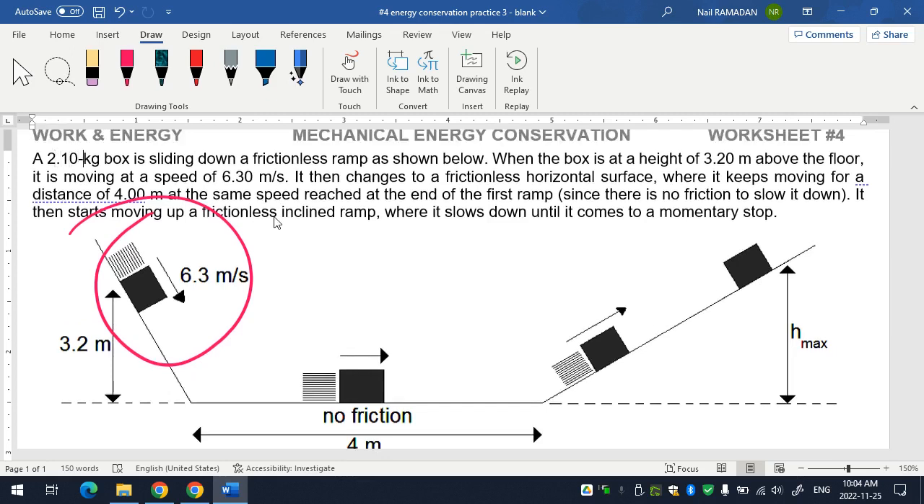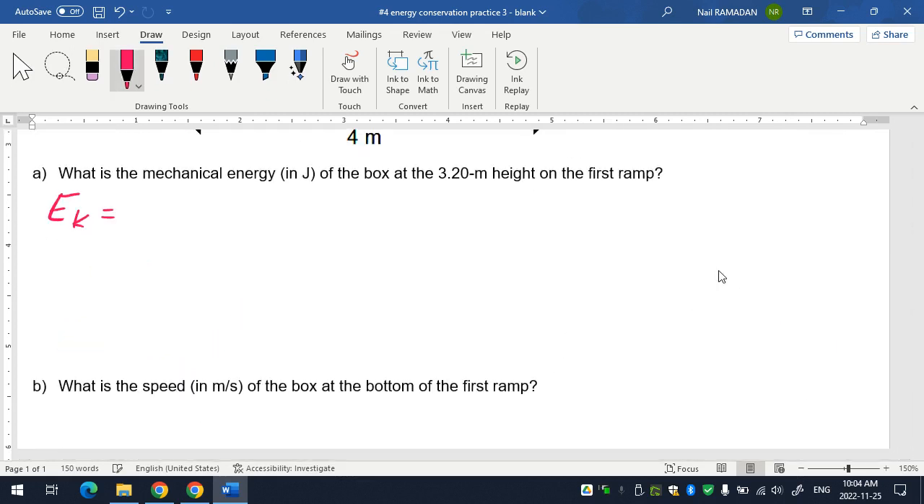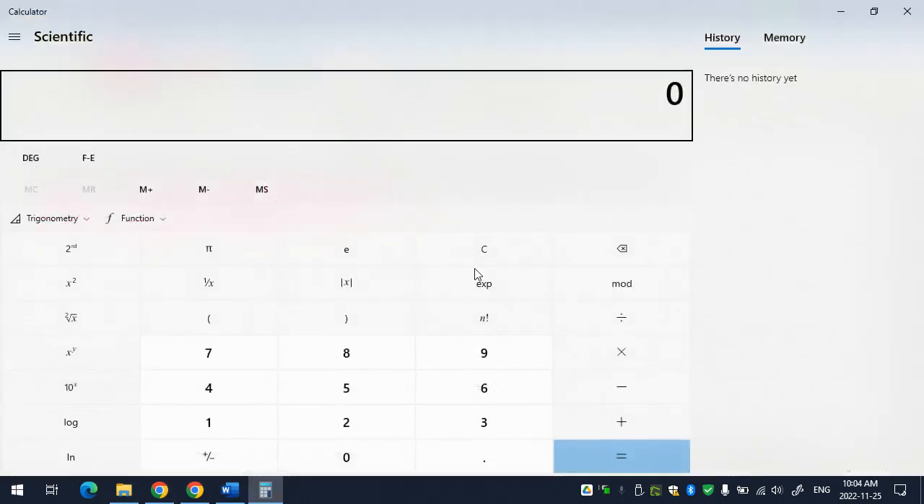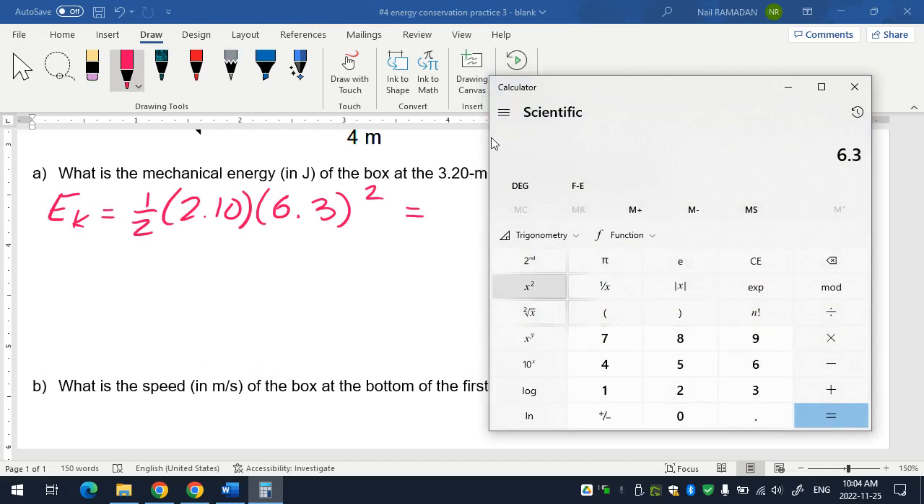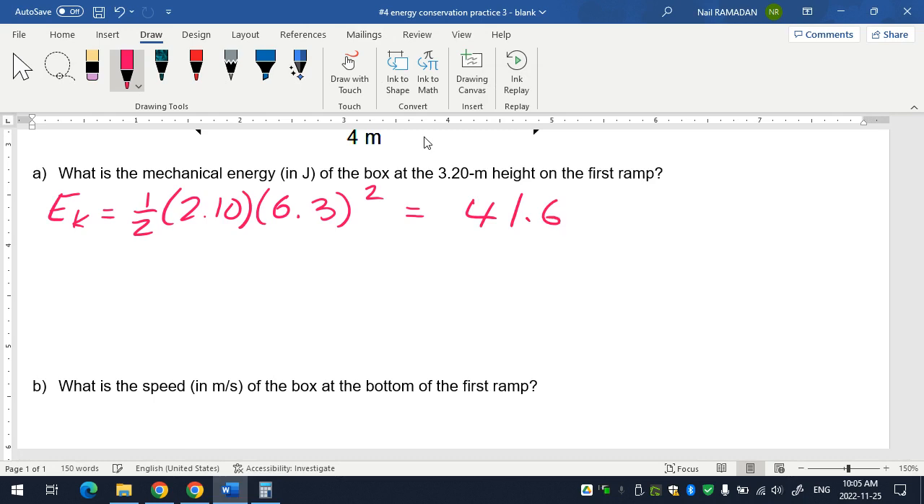Okay. So let's do this. So EK, sorry, I just have a habit of starting with EK. EK equals half times 2.10 times, what's the speed? 6.3. And don't forget the square. All right, 6.3 squared times 2.10 times 0.5. By the way, technically, is this your final answer? No, because the question is asking for the mechanical energy, which means you are waiting until you add everything up. So let's keep one extra digit. If I keep 4 digits, what would it be? 41.67. So 41.67 joules.